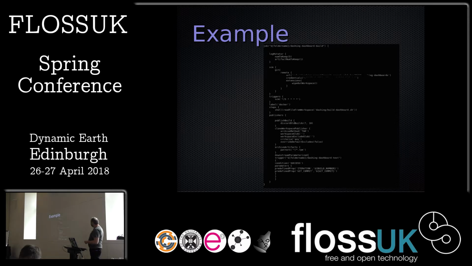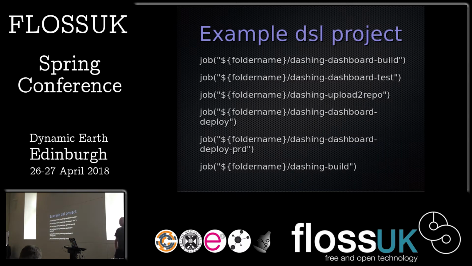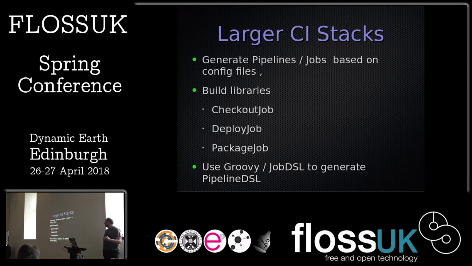Small example: this is basically the definition of a job. You have the default parts in your job description, and if you have a whole project, there are different components, build, test, and they're all jobs. These are all parameters, so you just replace them and generate everything. If you've got larger stacks, you use libraries and reuse them. You have different components, and each time you build a pipeline, you reuse the different components.